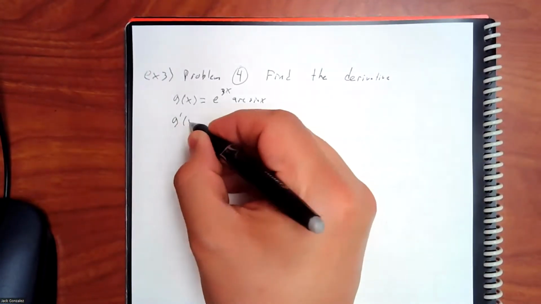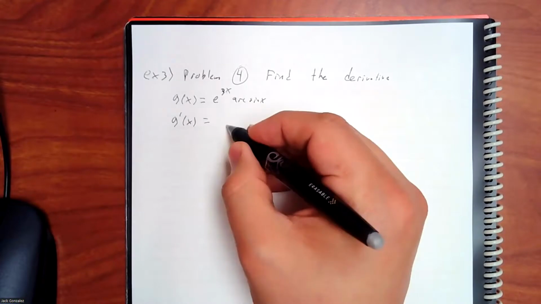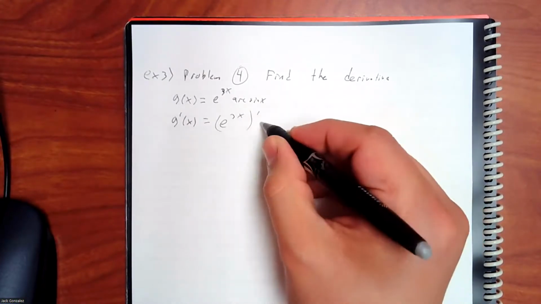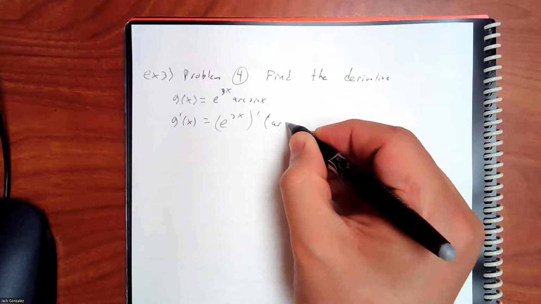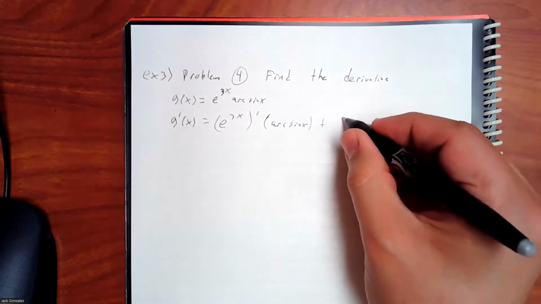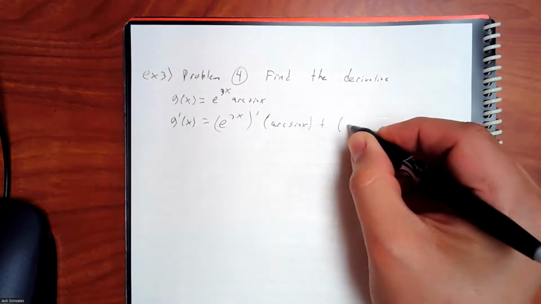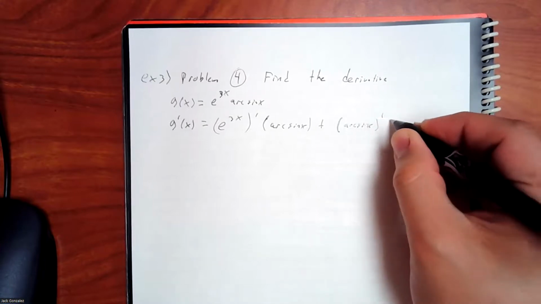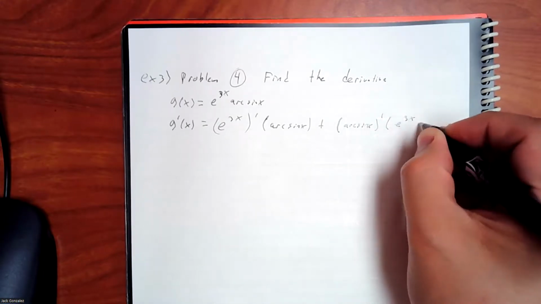So g prime is going to be the derivative of the first one times the second one, plus the derivative of the second piece times e to the 3x.